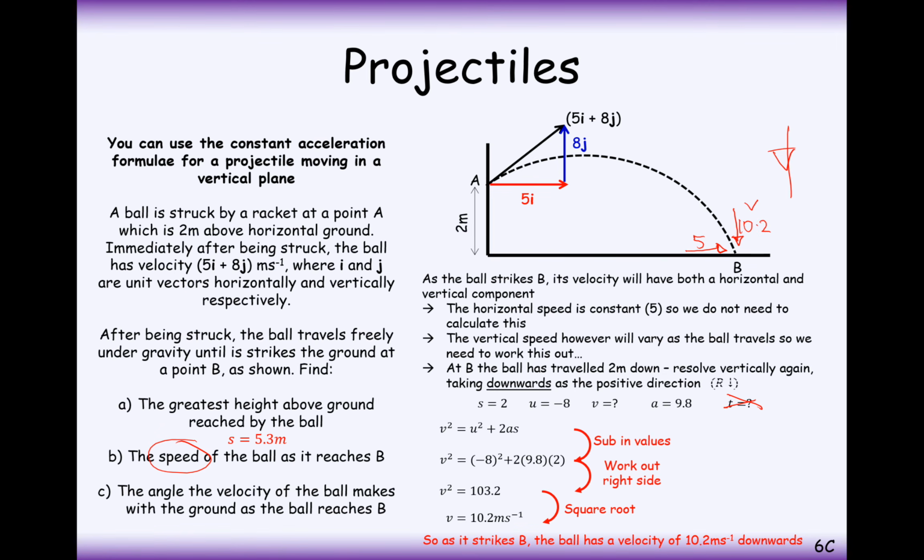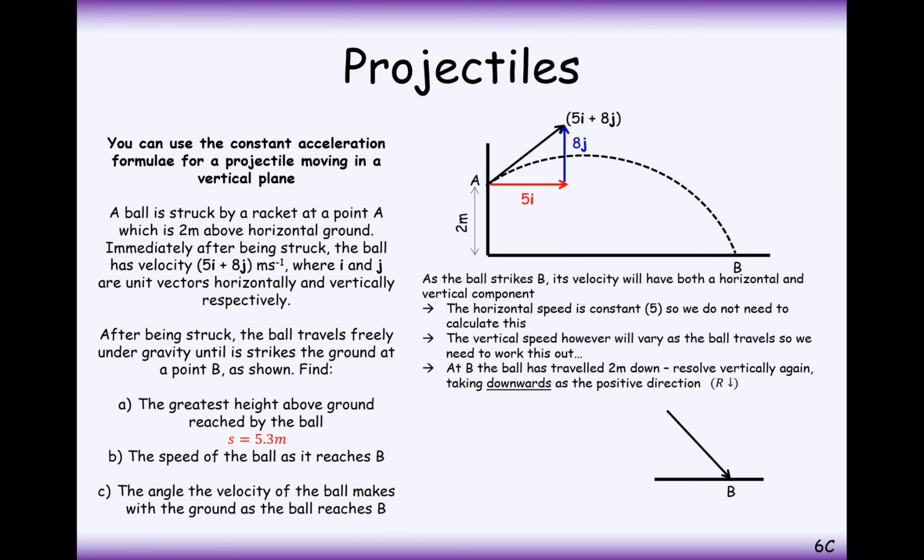So now all we need to do is a little bit of Pythagoras' theorem with those two values. We're going to have 5 going to the right, 10.2 going downwards. The total speed then will be the Pythagoras value, the hypotenuse length. So it's going to be effectively 11 meters per second going in this direction here.